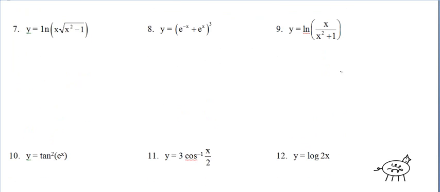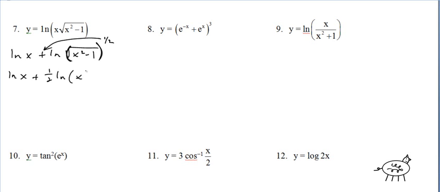Number 7 can be kind of a brutal problem, but it actually can be an easy problem. This is a great example of when to use properties of logs. So I can break this up as natural log of x plus natural log of the square root of x squared minus 1. It's so much easier. In fact, as opposed to taking the square root of that, how about if I just raise that to the 1/2 power? Because then I can put that in front. So I really have ln of x plus 1/2 ln of x squared minus 1.